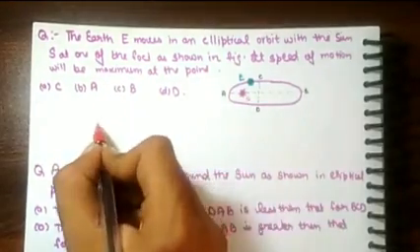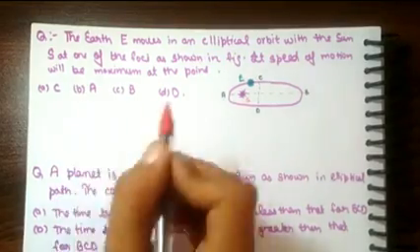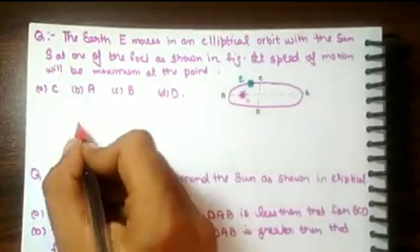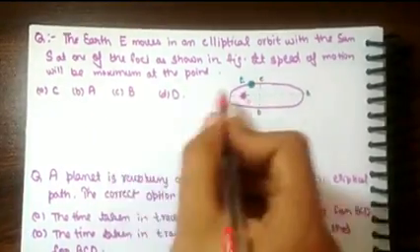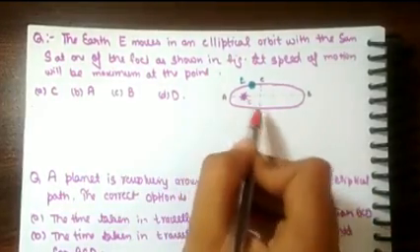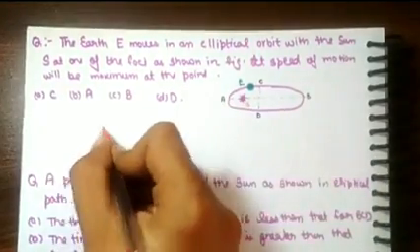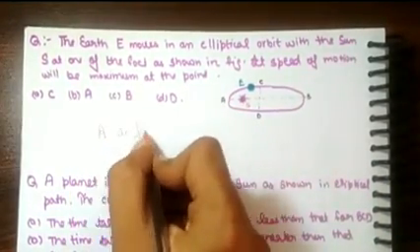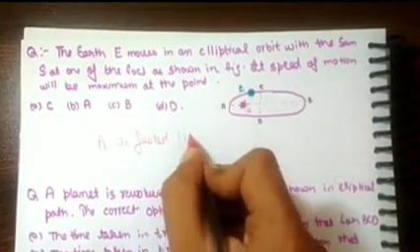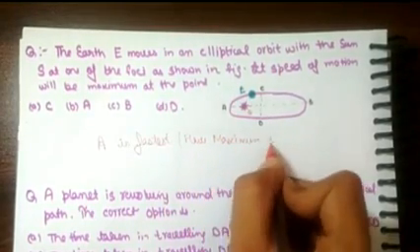So we all know that the nearer the object is to the Sun, the faster the object will be. So comparing with C, it is a little bit far from the Sun. The same is the case with D. B will be slowest and A will be fastest. So we are going to say A is fastest, or you can say it has maximum speed.